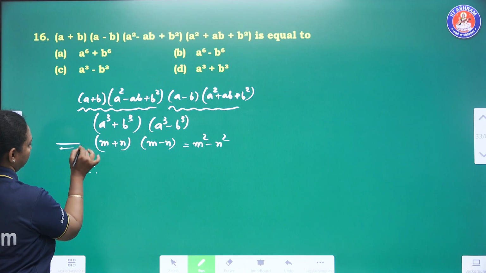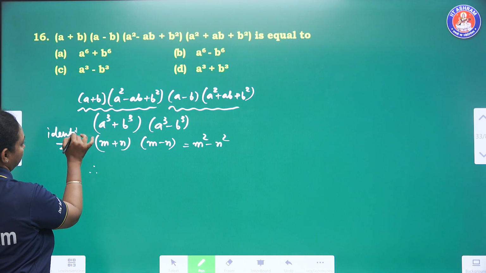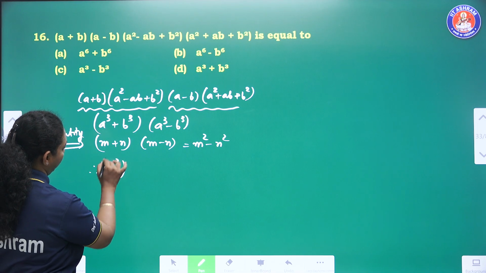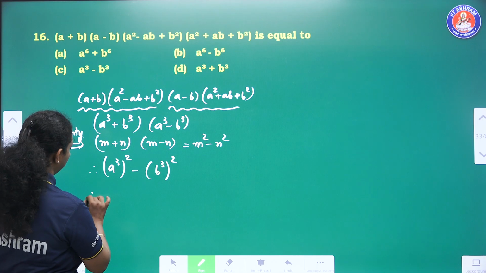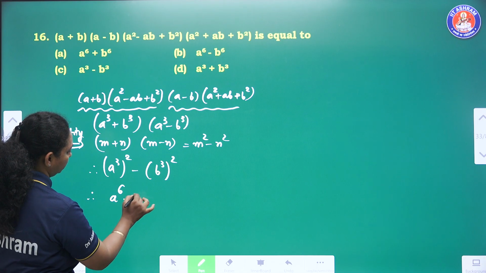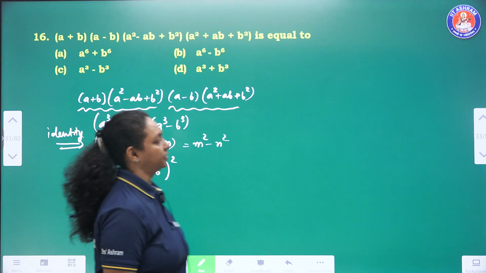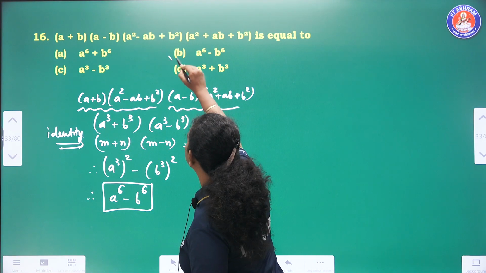Therefore, this is our identity, right? So it is A cube square minus B cube square. So it is A to the power 6 minus B to the power 6. This is your correct answer. So option number B is your correct answer.